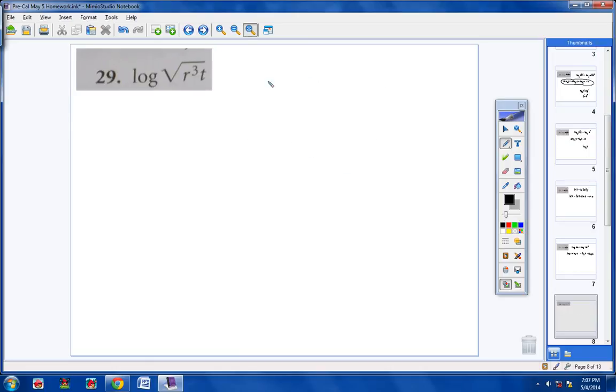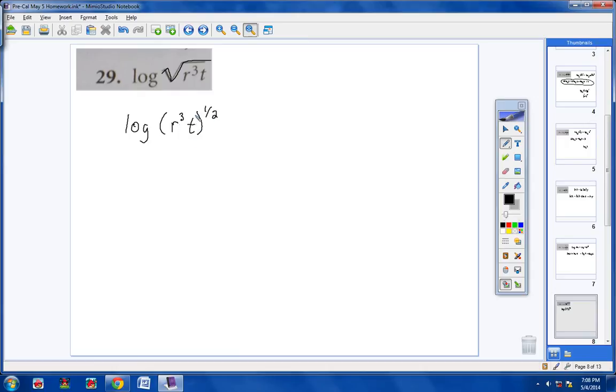Number 29. Now I want to encourage you, the first thing you need to do is to rewrite your problem like this. R to the 3rd power t, and then put parentheses around that whole thing is to the 1/2 power. Because look, students, this whole r cubed t is under the square root. So if it's under the square root, then we know this entire thing is to the 1/2 power.